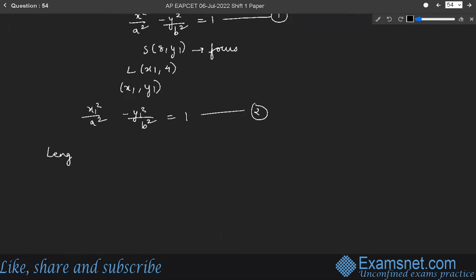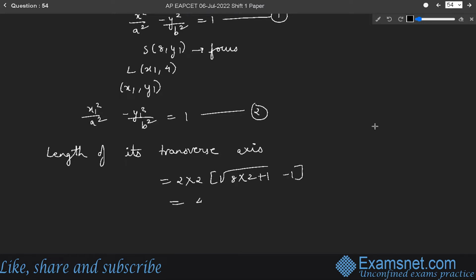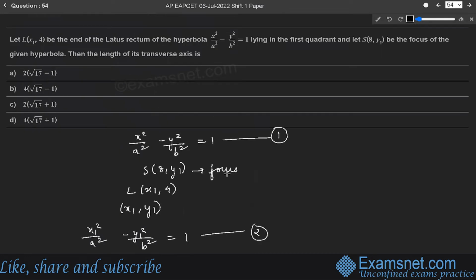Therefore, length of its transverse axis will be equal to 2 into 2 into under root of 8 into 2 plus 1 minus 1, which will be equal to 4 into under root of 16 plus 1 minus 1, which will be equal to 4 into under root of 17 minus 1. So the length of its transverse axis will be 4 into under root of 17 minus 1. Therefore, we can say that the correct option here is option number B.